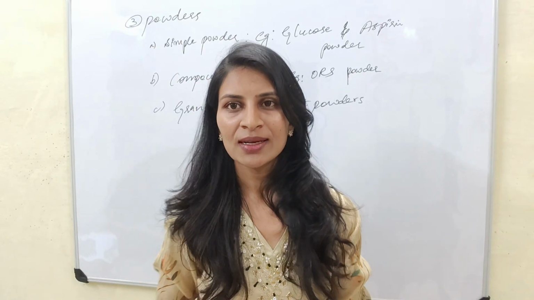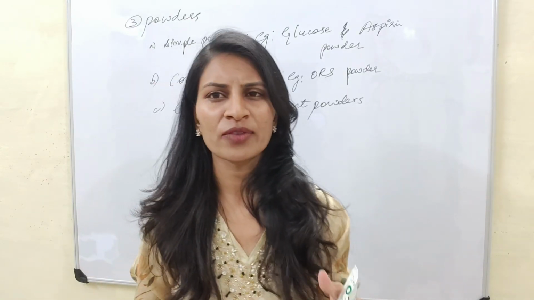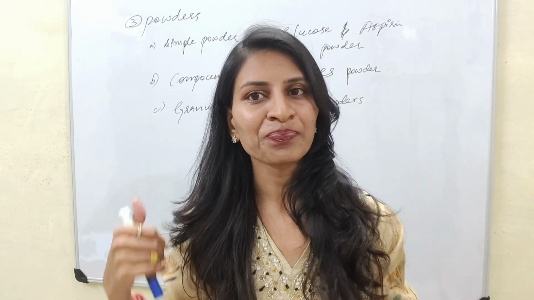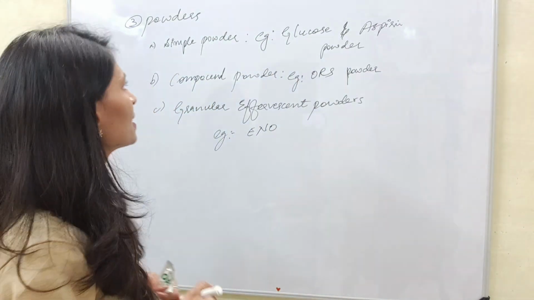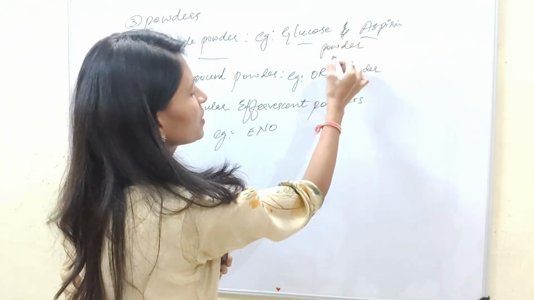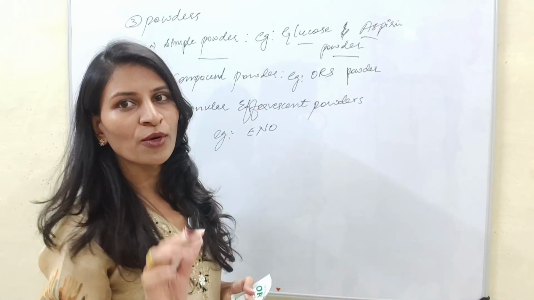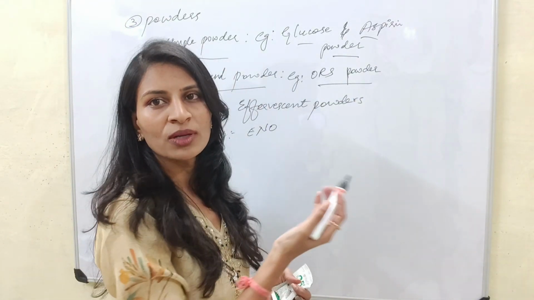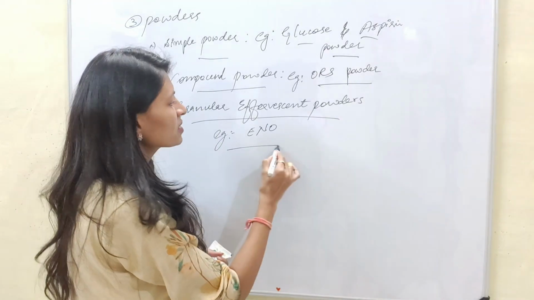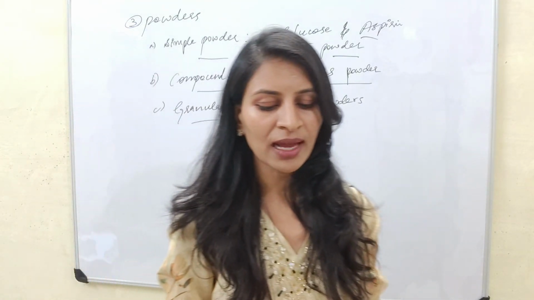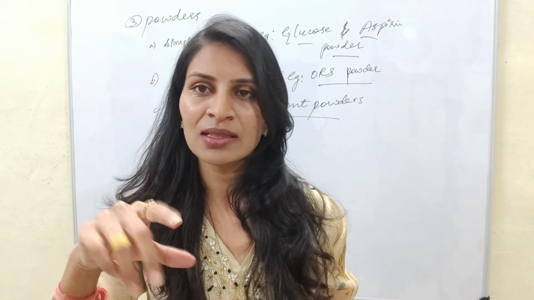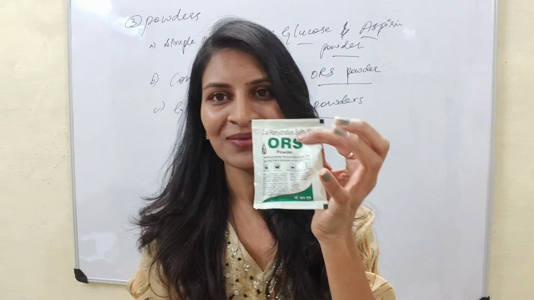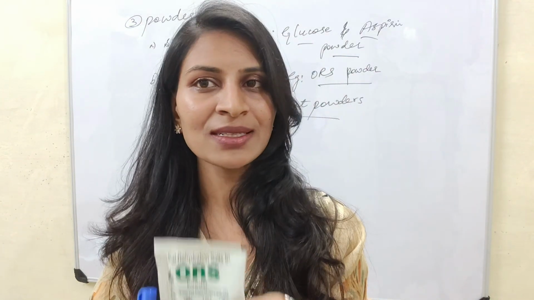Next group is about powders. So the drugs can be in the form of powder like amorphous or crystalline form, and there are three types: simple powder, compound and granular effervescent powders. Okay, in simple powder we have just glucose and aspirin powder. Only one compound will be present in the powder form. In compound powder, two or more ingredients are present. Example, ORS powder. And then in granular effervescent powders, the example is ENO. It has acid and alkali. When it is mixed in the water, the CO2 is released. Okay, so it's the example of granular effervescent powder.